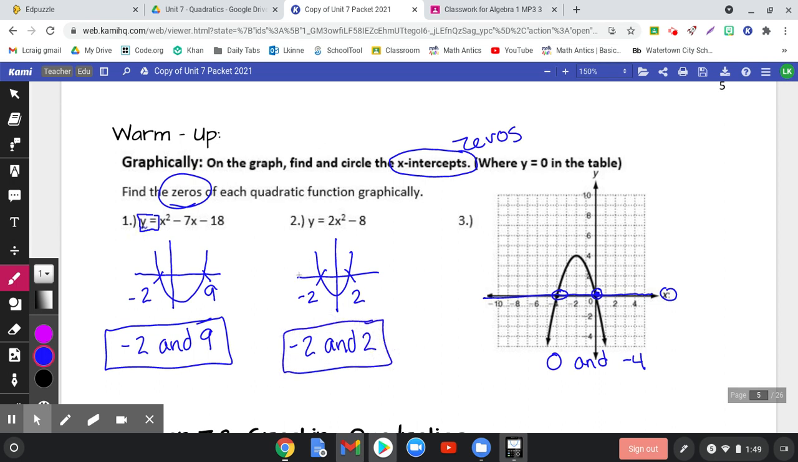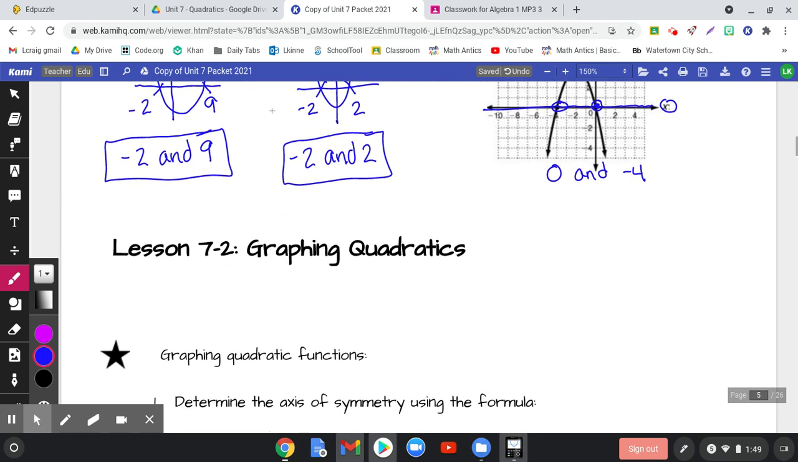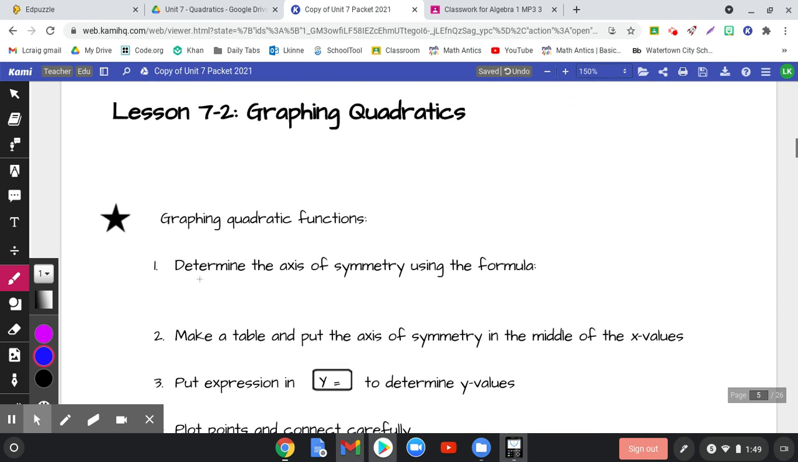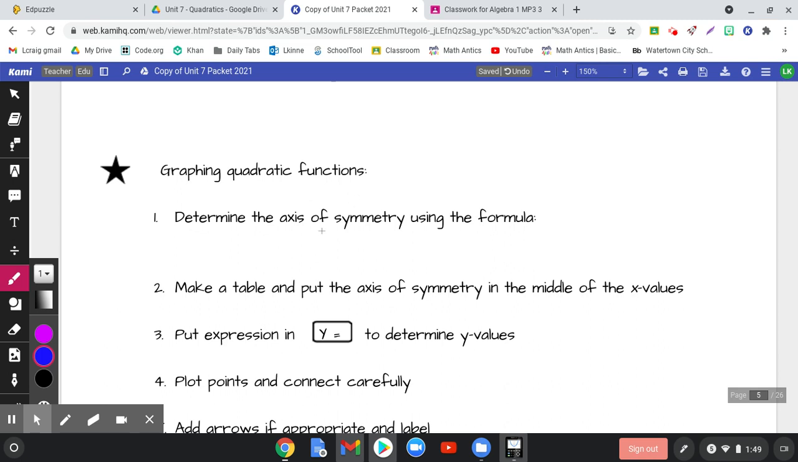All right, and all of these are parabolas. So we're going to get into graphing them today. Now, keep in mind, you can always use your graphing calculator. I'm going to show you some tricks, though, for some of it to find the middle or your turning point. So we're going to learn a new formula today, and it's the formula to find the axis of symmetry.